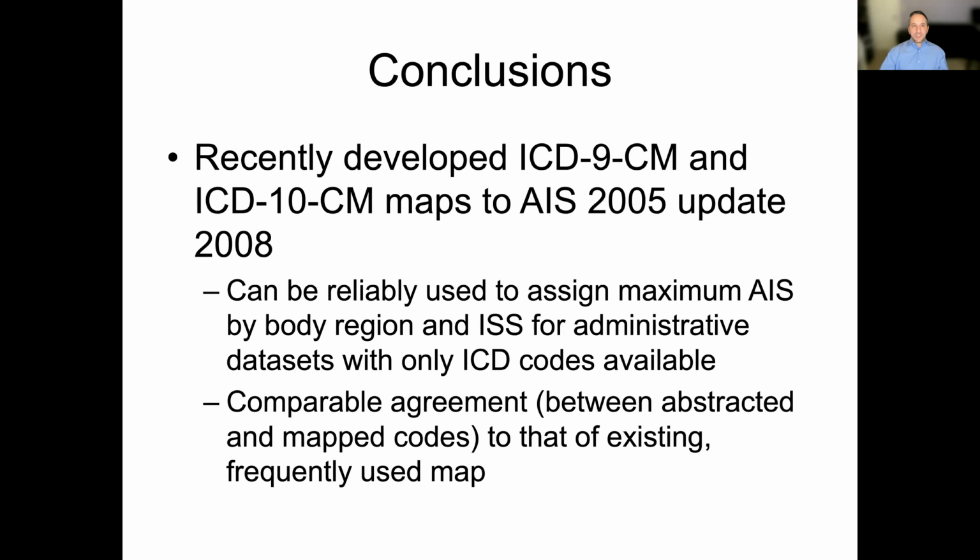So the conclusion for this study is that recently developed maps can reliably be used to assign maximum AIS, and there's comparable agreement to that of the existing frequently used map that's been used for decades now.